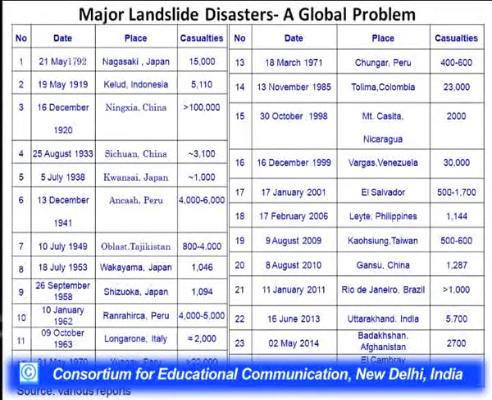I have taken data from 1792, when at Nagasaki city in Japan, 50,000 people died. On 16 December 1920, again in China, more than 100,000 people died. Another very important severe landslide occurred on 31st May 1970 in Peru, where more than 22,000 people died. In recent years, on 2nd May 2014 in Afghanistan, 2,007 people died.